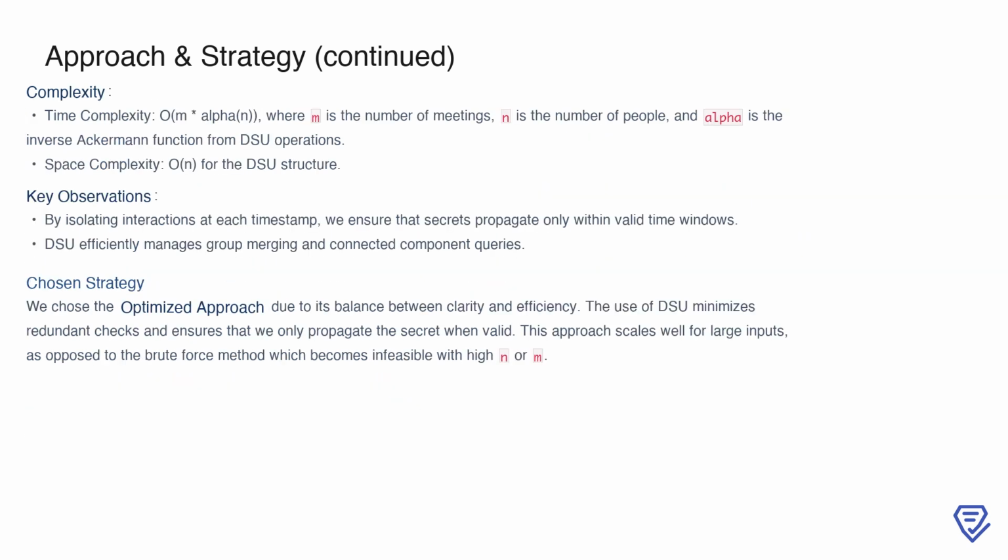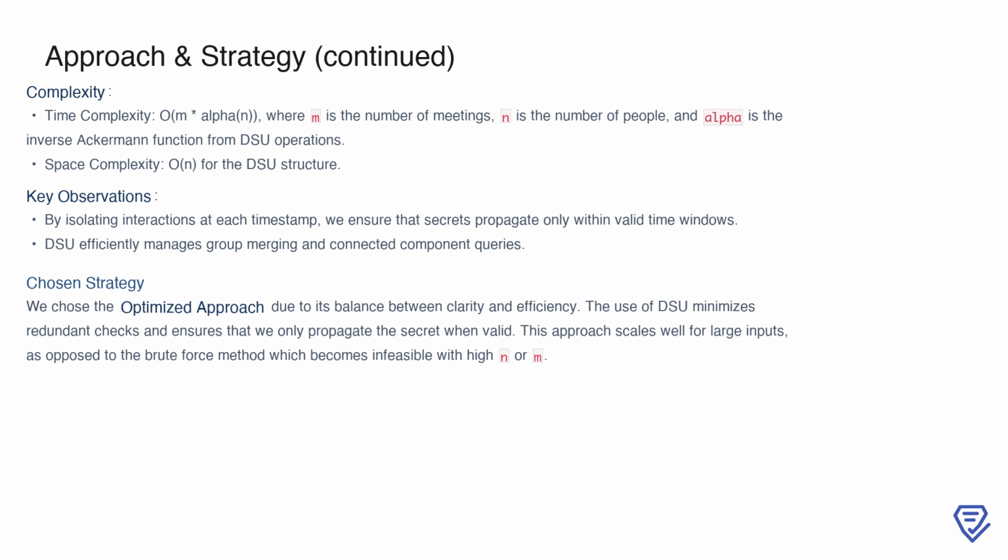In terms of complexity, the optimized approach is highly efficient. The time complexity is O(m * alpha(n)), where m is the number of meetings, n is the number of people, and alpha is the inverse Ackermann function, which is extremely small and grows very slowly. This makes the DSU operations nearly constant time. The space complexity is O(n), as we only need space to store the DSU structure for the people involved.